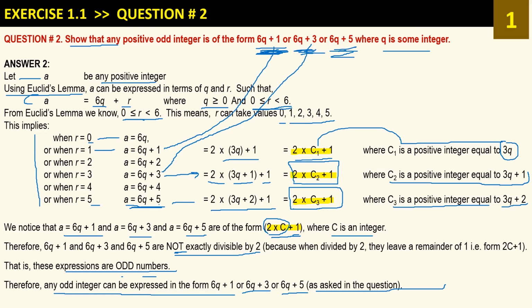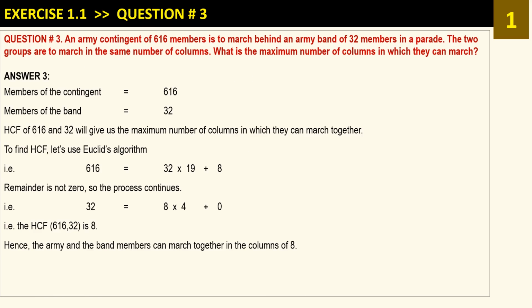So we have solved this question, and let's get to the next one. Our next question is question number 3, which asks: an army contingent of 616 members is to march behind an army band of 32 members in a parade. The two groups are to march in the same number of columns. We have to find the maximum number of columns in which they can march.